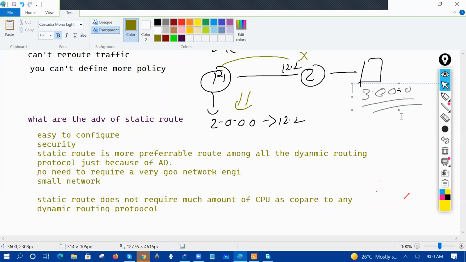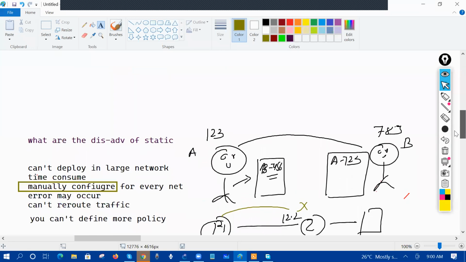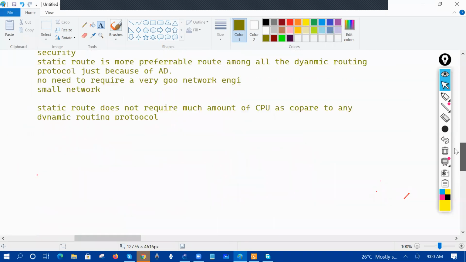But if you have a very small network, you can use the static route like a default route concept. We can define a default route in a static way from the customer to the ISP side. So these are the advantages and the disadvantages of the static route.